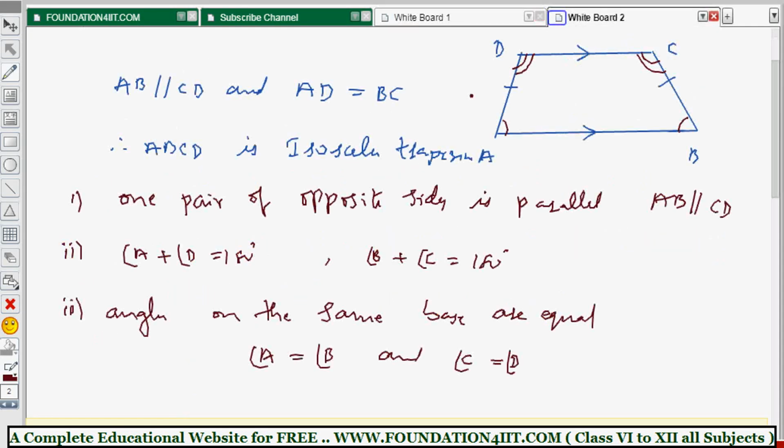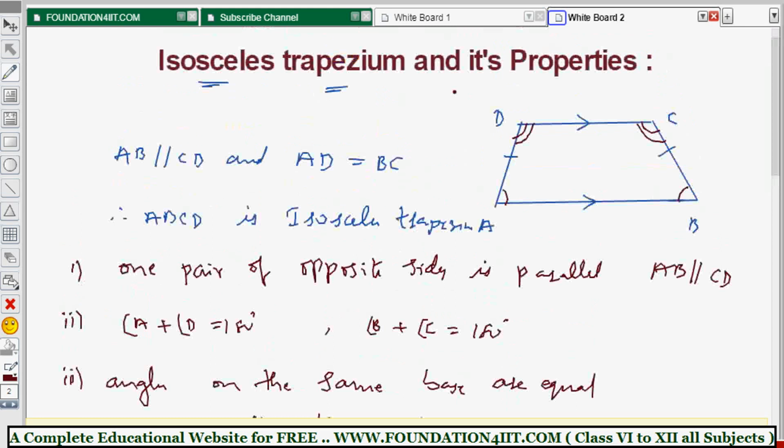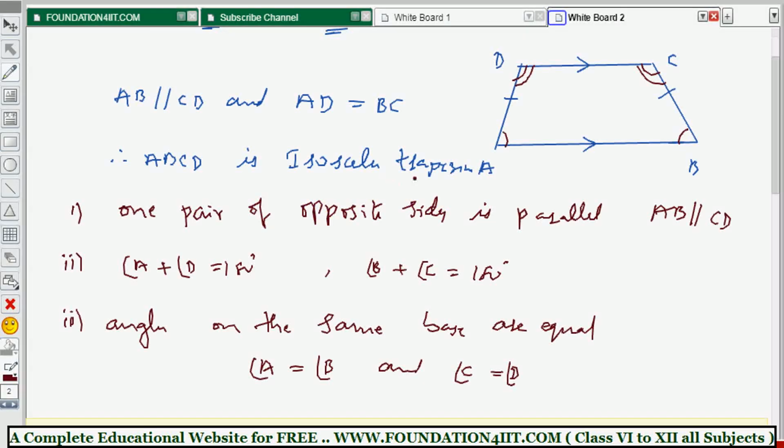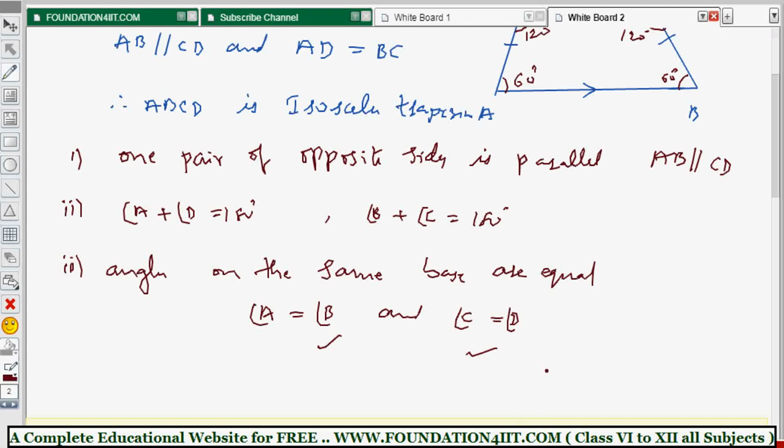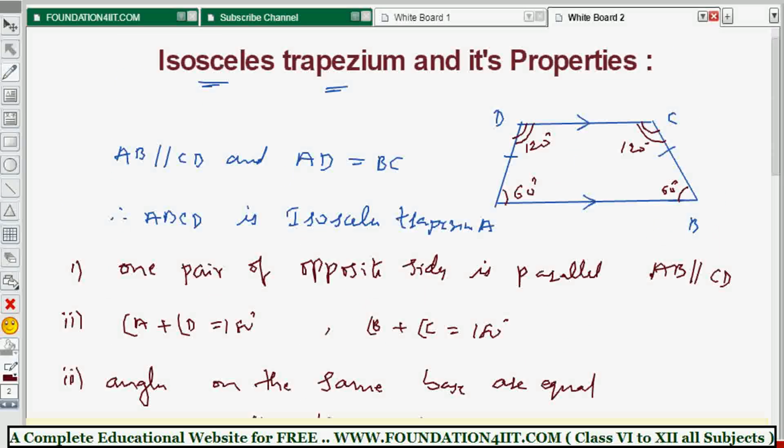When you come to the isosceles trapezium, angles on the same base are equal, right? If A is 60 degrees, then B should also be 60, right? And this is obviously 120, and this also is 120. Angle C is also 120. Same rule: angle A plus D is 180 and B plus C is 180. Similarly, angles on the same base are equal. Okay, these properties we'll see for the isosceles trapezium.